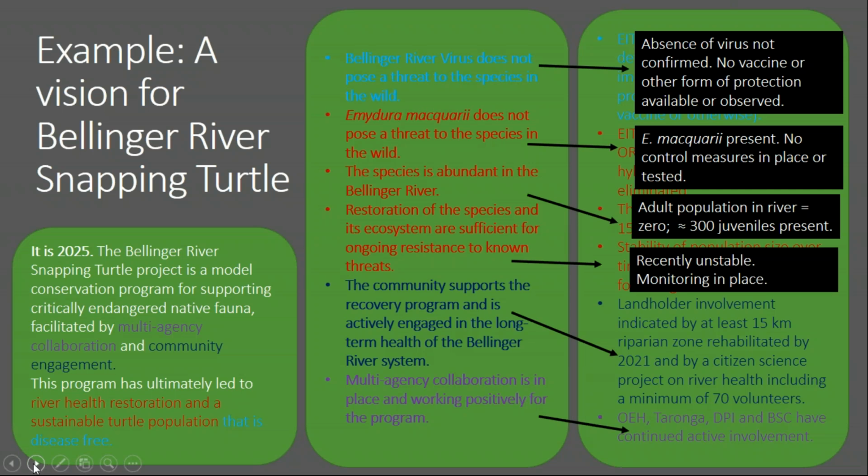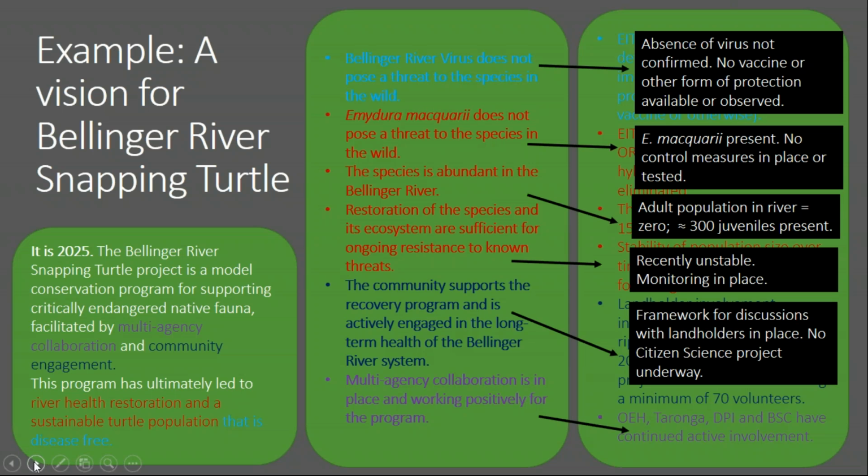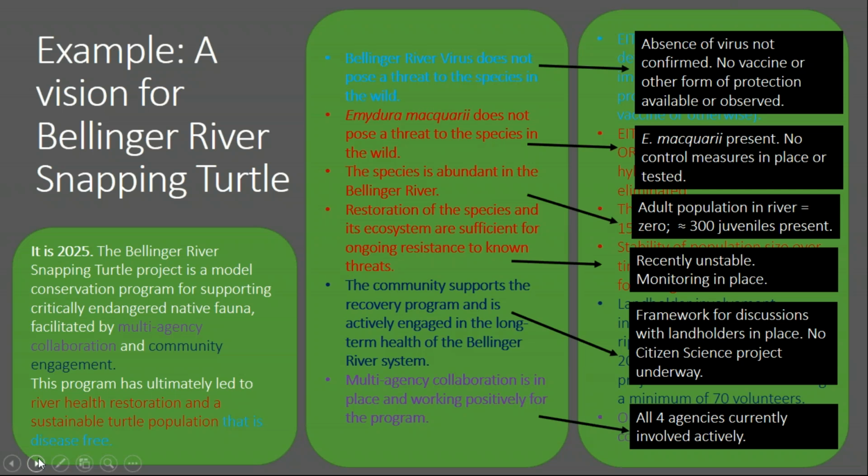The population has recently been unstable, and we have figures on what constitutes stability, and monitoring is in place, so we can start to look at population fluctuations and recovery after environmental events. There is a framework for discussion with landowners in place, but no citizen science project, so that's an area for further work. And all 4 agencies that were considered important in the multi-agency collaboration are currently involved actively in this project, so that's our baseline for that.